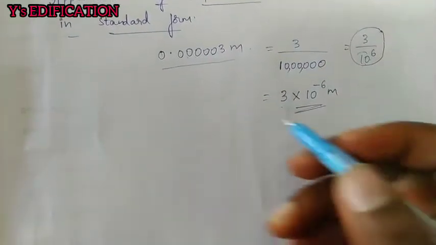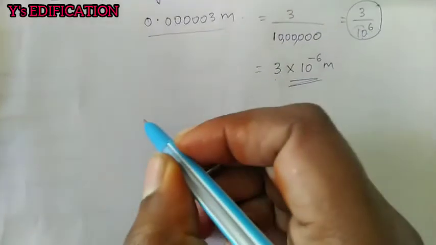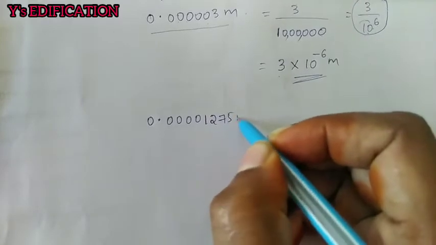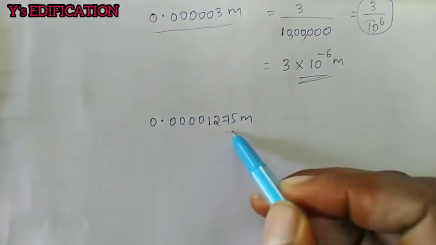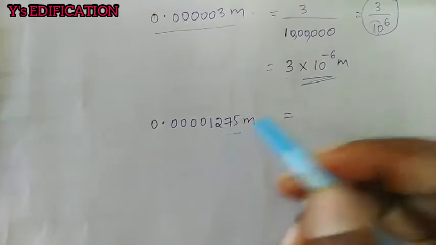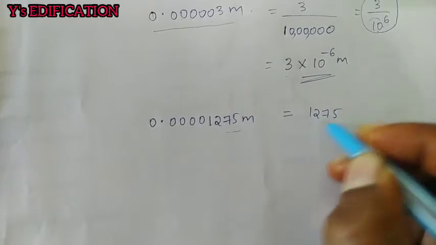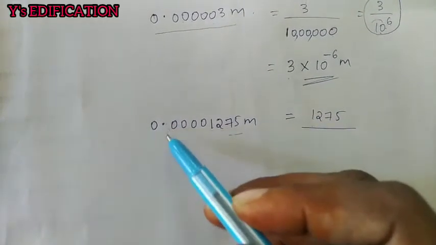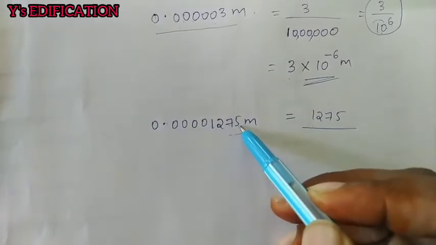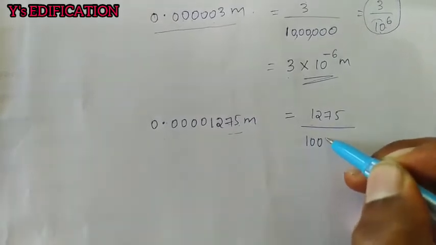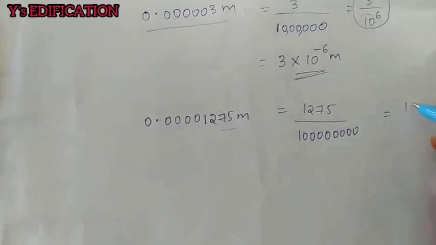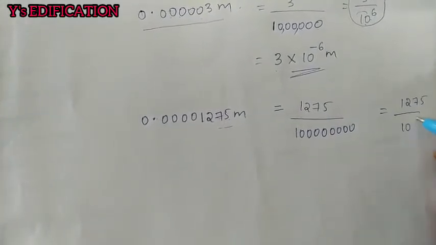Okay. And next one, 0.00001275 meters. I want to write this small number in standard form. First of all, I will take the numbers 1275. 1275 by... after the decimal, how many digits are there? 1, 2, 3, 4, 5, 6, 7, 8. So I can write this as 1275 by 10 power 8.